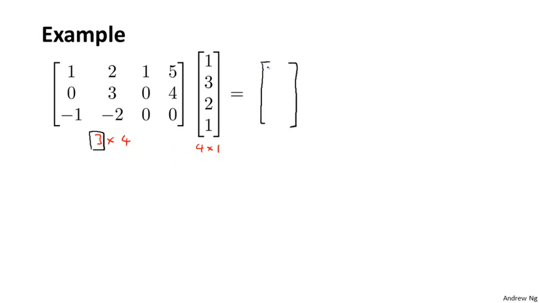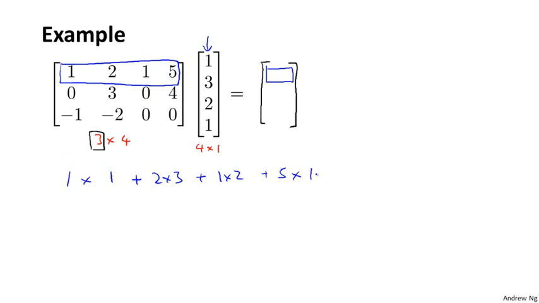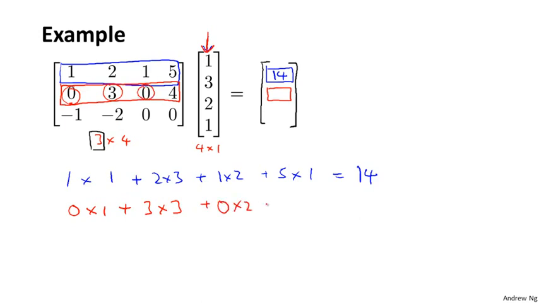So for the first element, I'm going to take these 4 numbers and multiply them with the vector x. So I have 1 times 1 plus 2 times 3 plus 1 times 2 plus 5 times 1, that's 1 plus 6 plus 2 plus 6, which gives me 14. And then for the second element, I'm going to take this row now and multiply it with this vector. So 0 times 1 plus 3 times 3 plus 0 times 2 plus 4 times 1, which is equal to, let's see, 9 plus 4, which is 13.